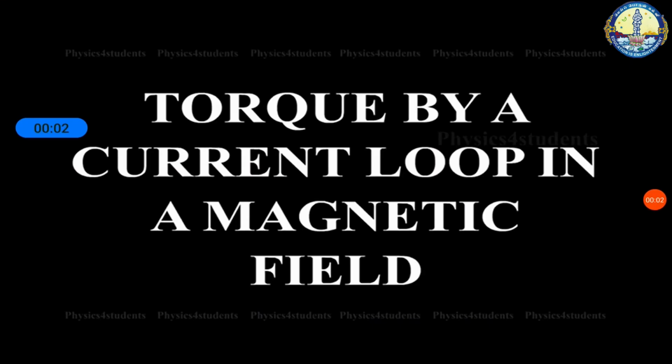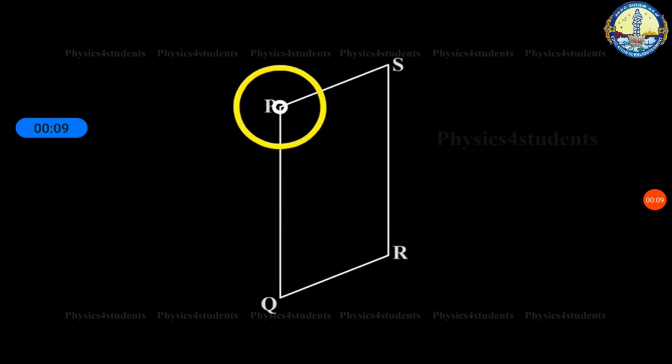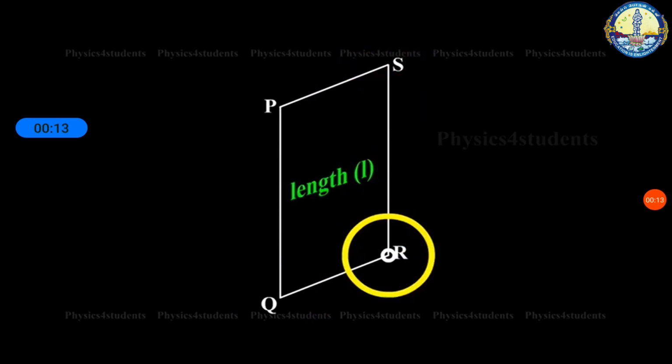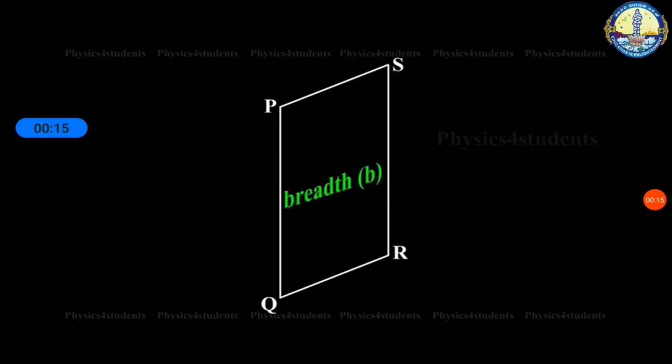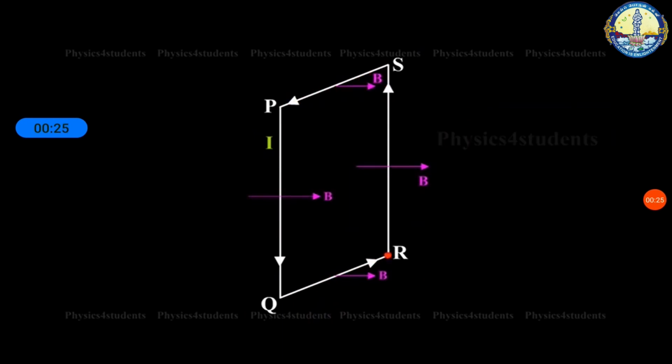Torque experienced by a current loop in a uniform magnetic field. Let us consider a rectangular loop PQRS of length L and breadth B. It carries a current of I along PQRS. The loop is placed in a uniform magnetic field of induction B. Let theta be the angle between the normal to the plane of the loop and the direction of the magnetic field.